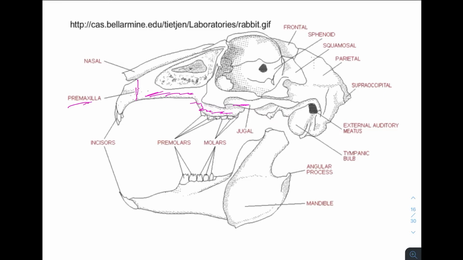On the bottom, you've got the mandible, which is also known as the dentary. So again, either one of these names would be fine. When it comes to mammals, we start calling it the mandible. And here again, you're going to have all the teeth inside this bone. So the incisors in the front from the dentary, but also the premolars and the molars in the back.